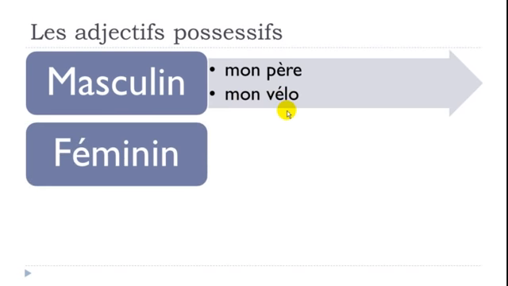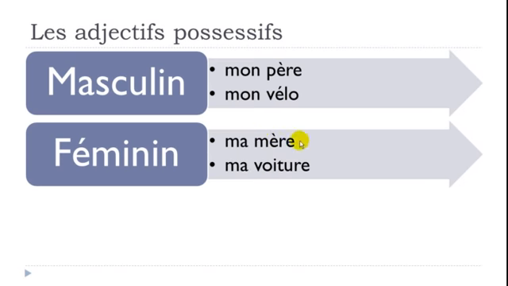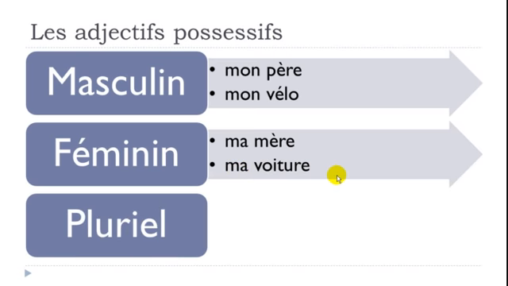All right, let's see now two examples for the feminine. Mother is feminine, and then you will have ma mère. Ma mère, my mother. Okay, here you've got voiture. Voiture means car, a car. And it's feminine, so une voiture. Same thing here, you will put the feminine form, ma voiture. Ma voiture.